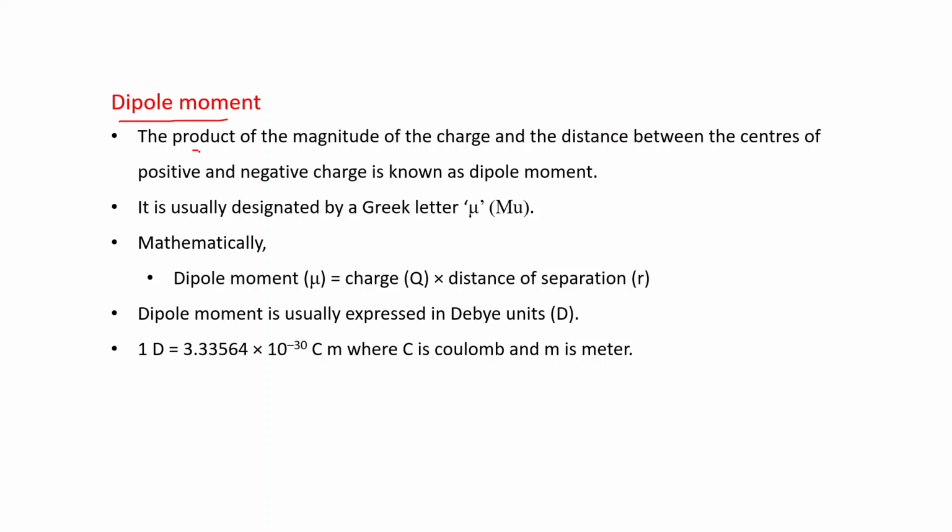Dipole moment. The product of the magnitude of the charge and the distance between the centers of positive and negative charge is known as dipole moment. It is usually designated by the Greek letter mu. Mathematically, dipole moment, that is mu, is equal to charge, which is represented by Q, into distance of separation, that is R, Q into R.